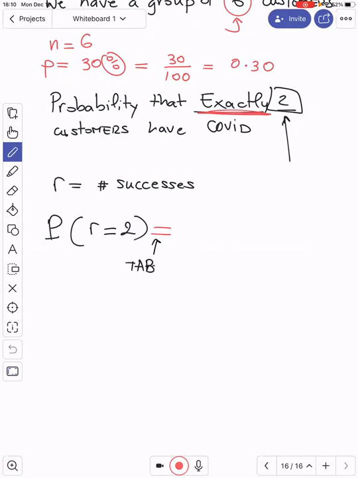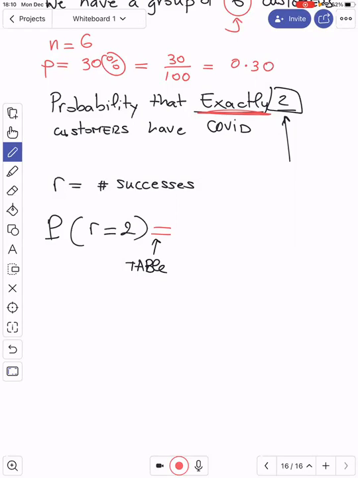Actually, I think one person or two said the probability here would be 2 customers out of a group of 6, so 2 over 6. That's not true. Okay, so it's not just a probability rule here. It's really a binomial.